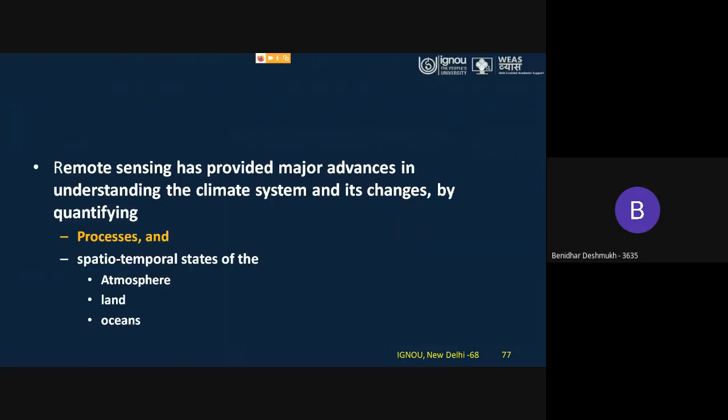Now we have come to the last part of this. I'll be discussing the climate change part that we have not yet covered particularly. Here, remote sensing has provided major advances in understanding the climate system and its changes by quantifying the processes that are occurring, and also the spatio-temporal changes in different parameters related to atmosphere, land, and ocean.